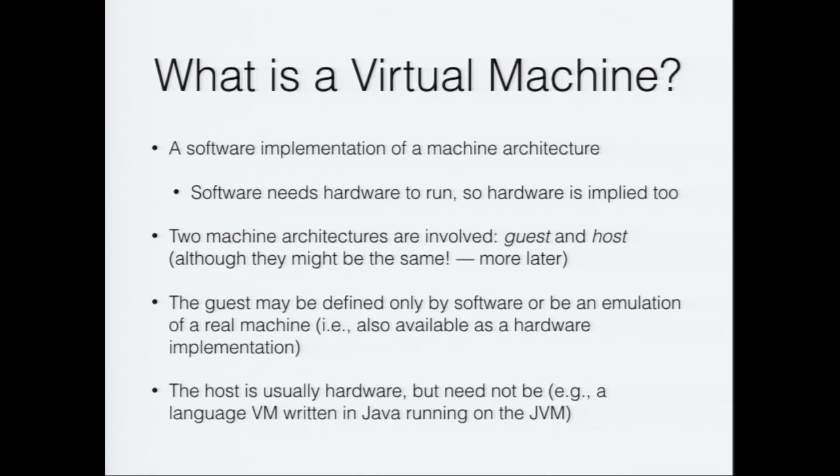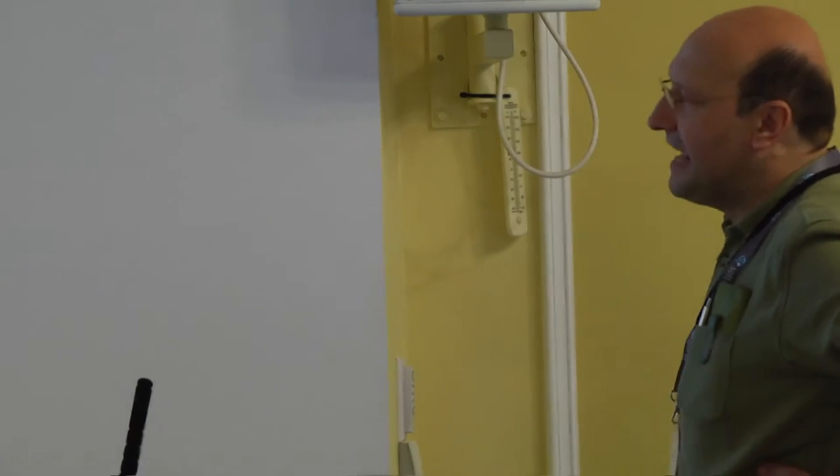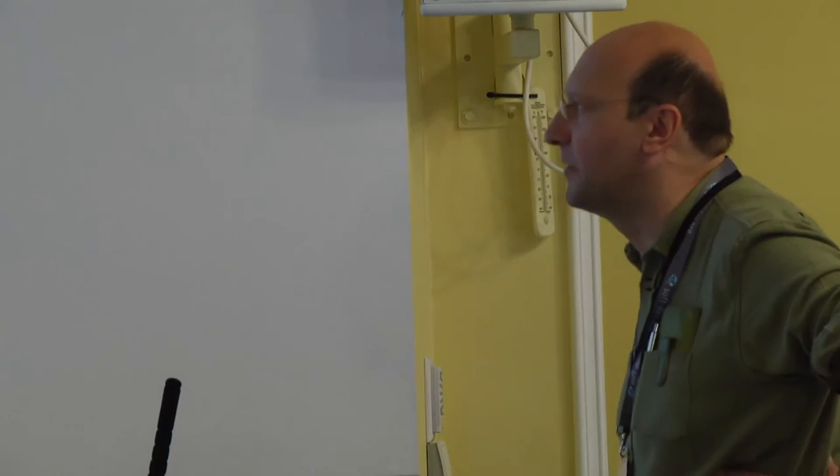You have the two architectures, the guest and the host architecture, which could, under certain circumstances, actually be the same architecture. And we'll look at some systems in which they are and why you might want to do that. And the guest could be either something that was created purely in software by the virtual machine that has no hardware embodiment anywhere in the world, or it could be something that already has a hardware embodiment and the software is just pretending to be like the hardware. Either of those is possible.